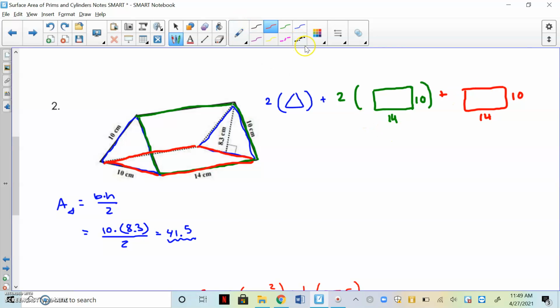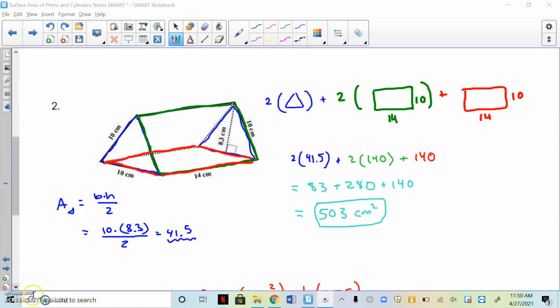All right, so now let's go ahead and find the areas. My recording time's running a little low, so I'm going to pause the recording and do that and come back. All right, I got 30 seconds to get through this. So I filled in the area of the triangle with the information I got before, which is 41.5. 2 times 140 I got from doing 14 times 10, base times height for the rectangle areas. And then same thing for this. Then I just simplified, added all those together and ended with a final surface area of 503 centimeters squared.